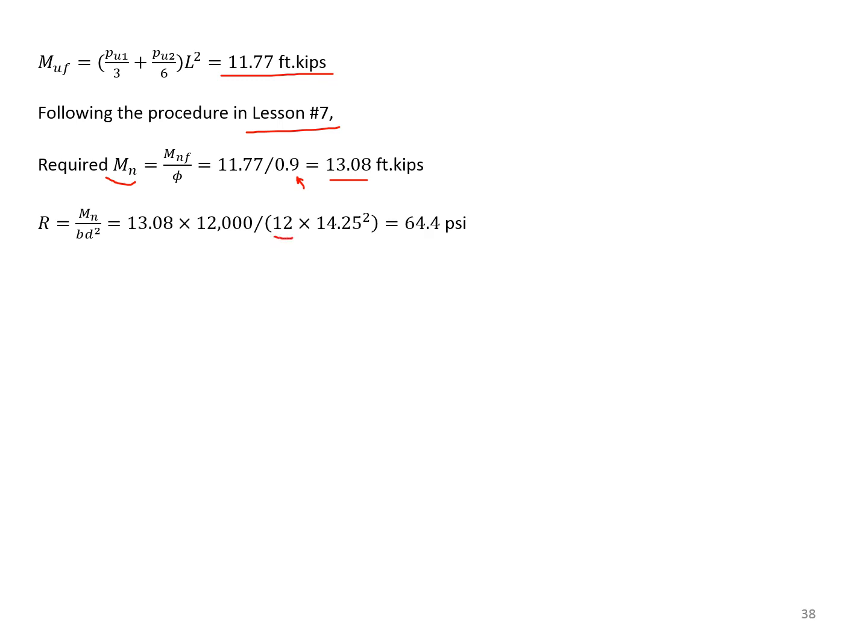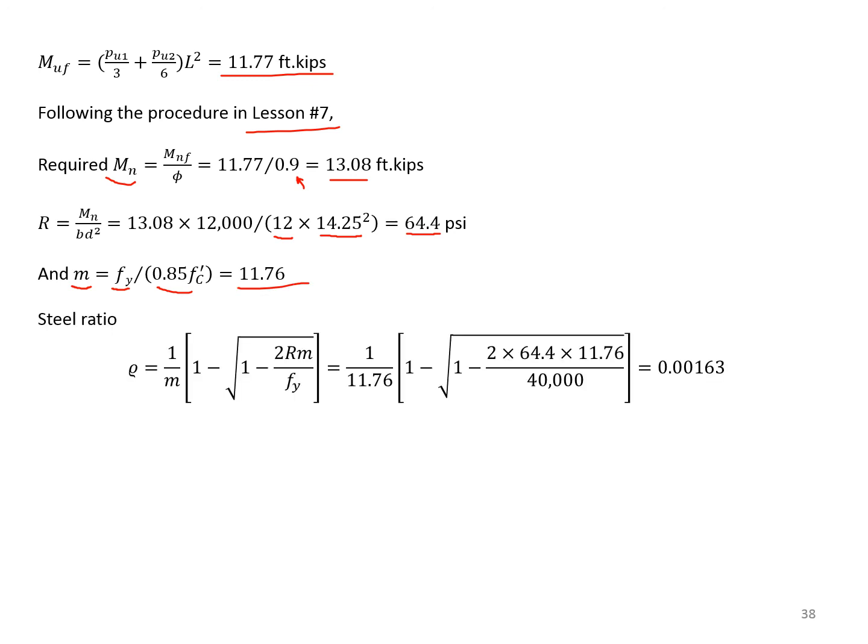So B, we use 12 in the perpendicular direction, and this is the D that we found. And the value has nothing to do with the stress. It's just the value; the unit is psi. We also need to find this parameter m, which is a material factor, the steel yield capacity divided by 85% of concrete compressive strength, which is 11.76. And the equation for the steel ratio is this equation. If you have not seen it, please see that lecture number 7.